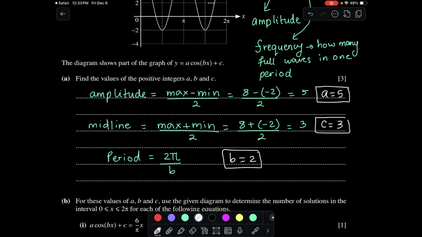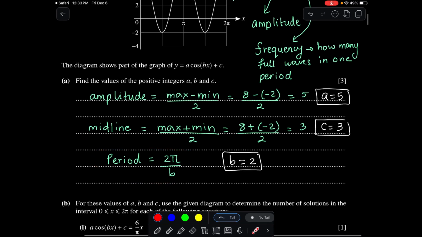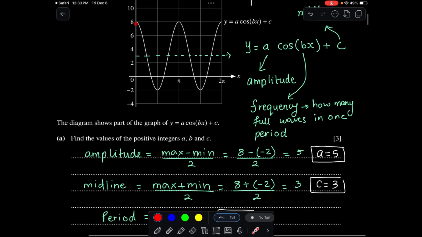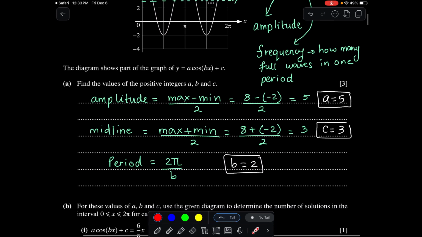So we got the values of A, C and B. We may also use the formula which I've mentioned over here. In that case, the period for this graph is pi, because in pi there is one full cycle. So B would be 2 pi divided by pi, which is equal to 2.